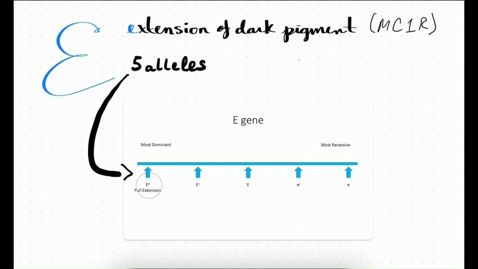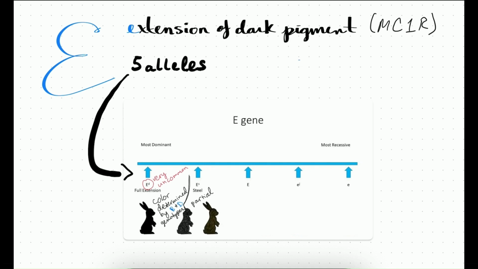The ED allele stands for full extension, and the color will be determined by the B and D genotypes, no matter what the A and C genotypes are, except for little c. However, keep in mind, this ED allele is actually very uncommon. The ES allele stands for partial extension and appears as steel, where individual hairs are dark with either silver or gold tips. For the steel genotype to appear, the rabbit must also have a big A in their genotype.